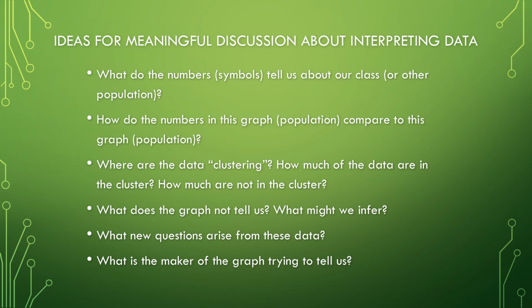Does the data cluster anywhere? Let's say you went back to your spelling test data, do you see the data cluster around any certain grade? Because that's going to tell you about outliers. Is there anything the graph doesn't tell you? Maybe it doesn't tell you whether or not someone actually likes pizza. What new questions do you have? And what did the author really want us to know about this particular graph?